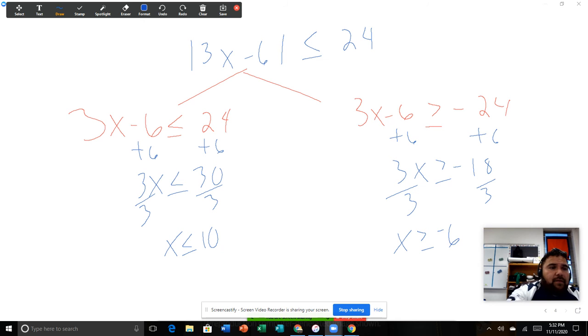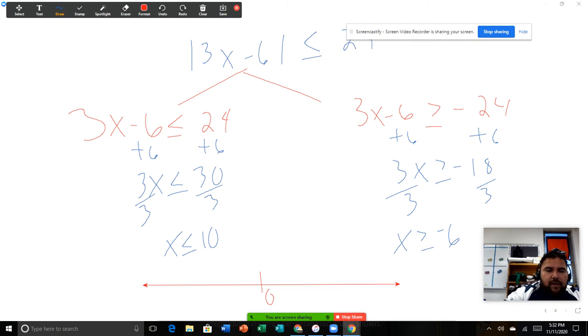Okay, so let's do my number line, right? Okay, here I have my number line. And here's 0. Let me move this up. Okay, 0. Here's negative 6. And here is positive 10.